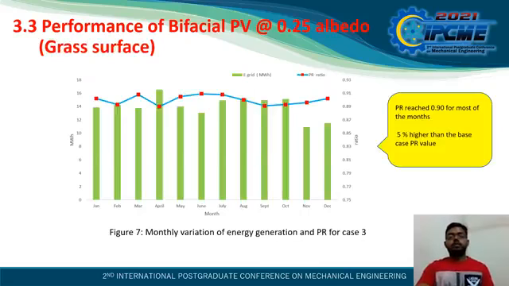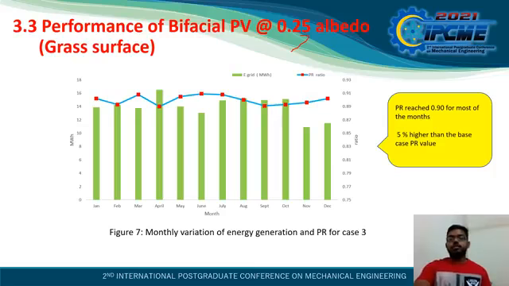Coming to the performance of bifacial PV at 0.15 albedo factor, it is seen that the performance ratio reached 90%. Previously it was 85 to 90 in the previous two cases. In this case it touched 90% PR, which is itself an appreciable value when compared to the other industry standard, which is around 80 only.